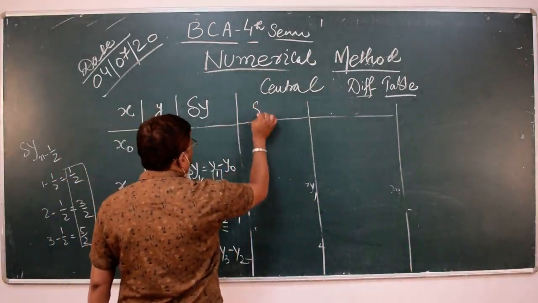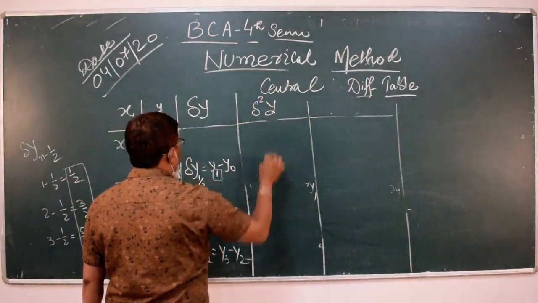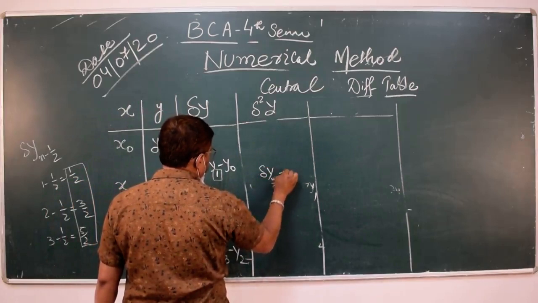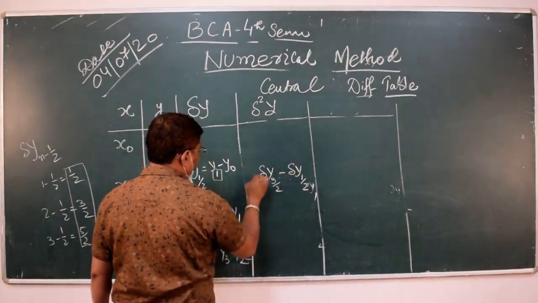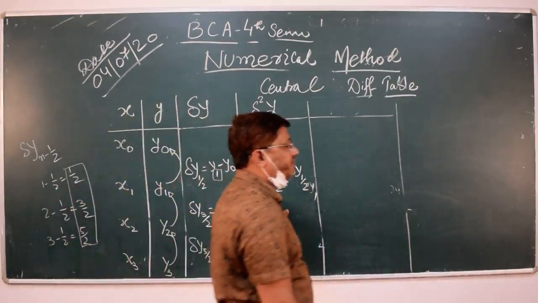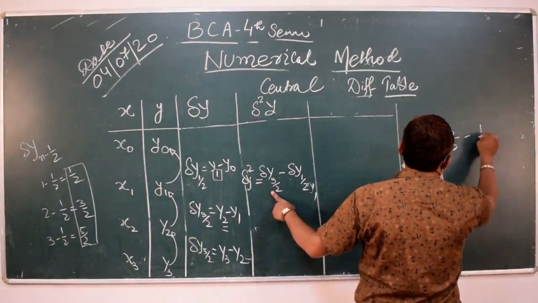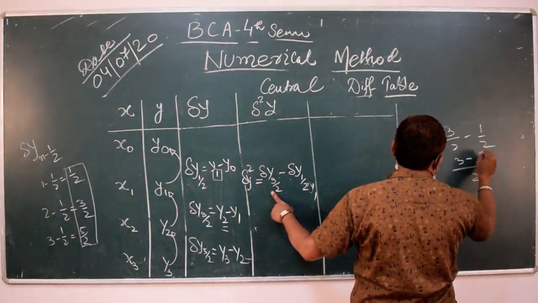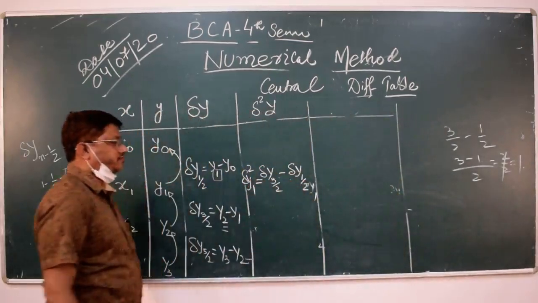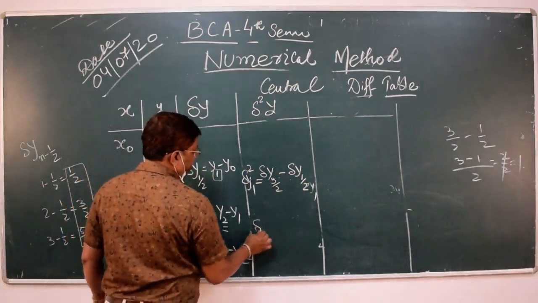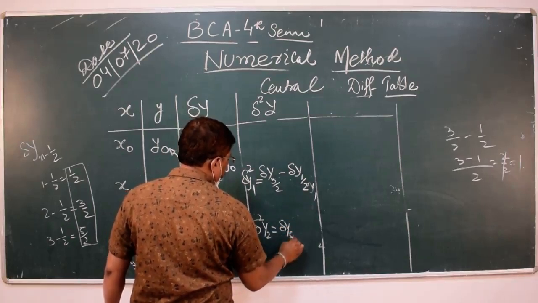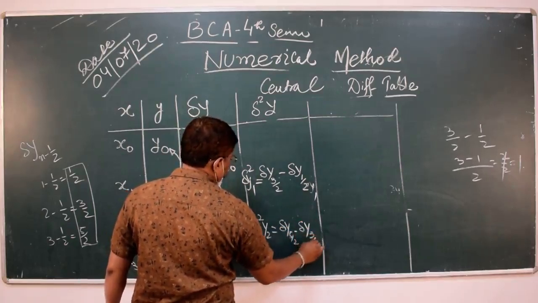Now come to the second difference. Small delta square y is equal to small delta y 3 by 2 minus small delta y 1 by 2, which is delta square y. Where is the value of n? 3 by 2 minus 1 by 2, 2 LCM, 3 minus 1, 2 by 2 is nothing but 1. Here the value is 1. Now come to the next value. Small delta square y2 is equal to small delta y 5 by 2 minus small delta y 3 by 2.